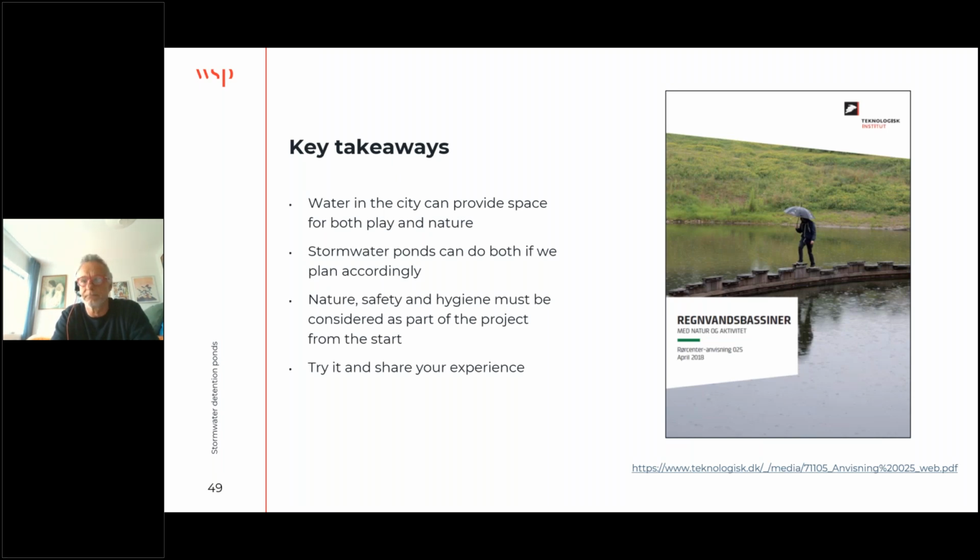How long after construction of the detention ponds is data gathered on water quality and habitat? And also, what are the metrics of success?